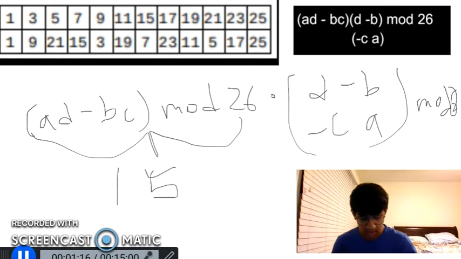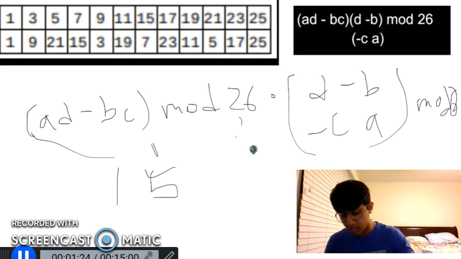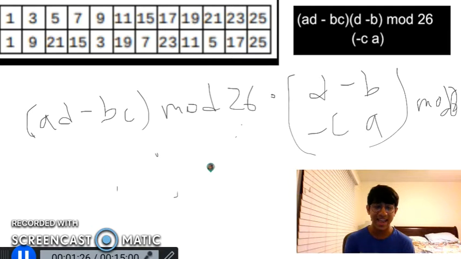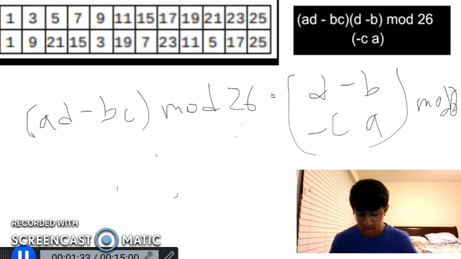Okay, let's start off. One of the formulas you guys will have to know to solve for this is AD minus BC mod 26 times D, negative B, negative C, A mod 26. First off, we're going to start with this half right here, the AD minus BC mod 26. So let's look at an example.